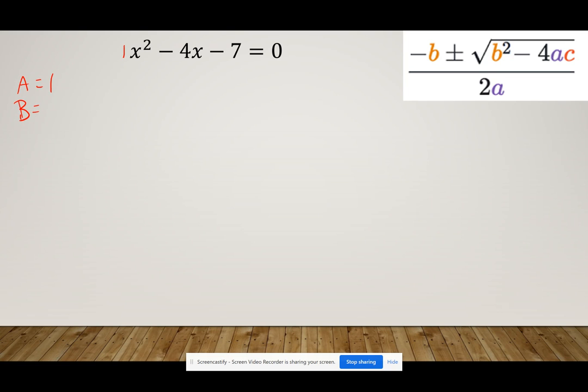B is the number that's in front of my x, so that is -4. And C is my constant, which would be -7. So now that I have my list going here, I can plug these numbers into the quadratic formula.